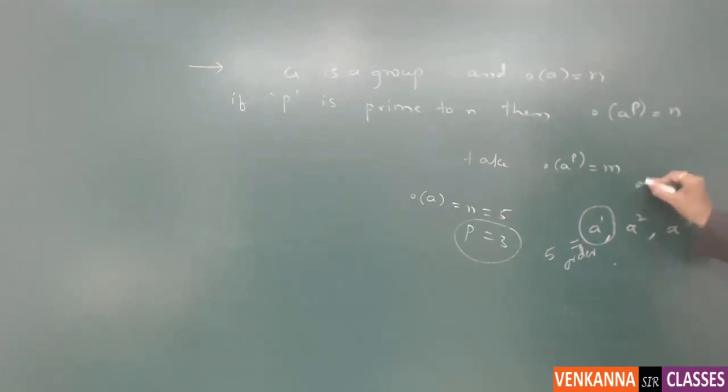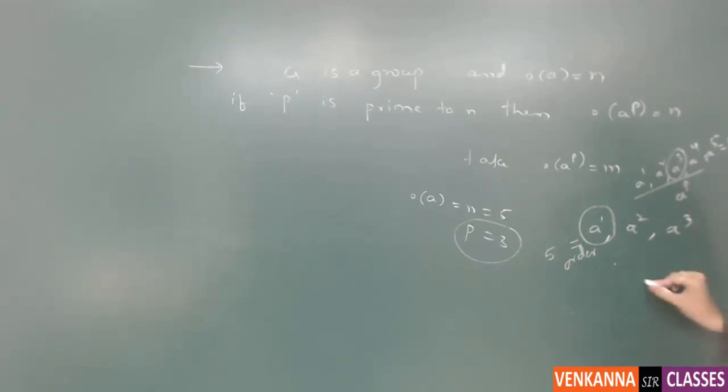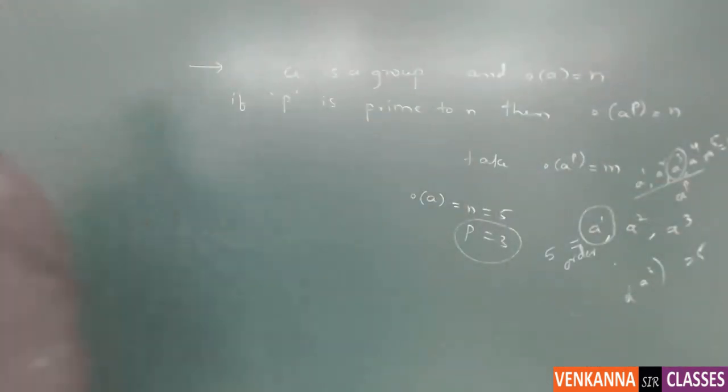It means that A power 1, A power 2, A power 3, A power 4 all are distinct values, and A power 5 is nothing but identity. So if you take this A power P, and consider the order of A cube separately, that means you are raising the powers of A cube whole power 1, A cube whole square, etc. It also has order 5. That's the actual thing. Clear?